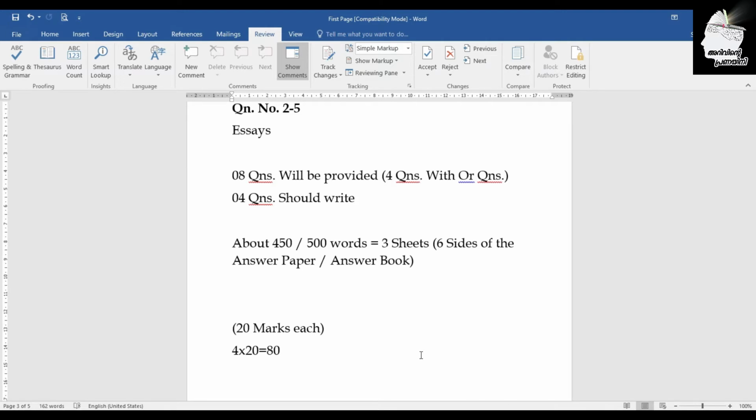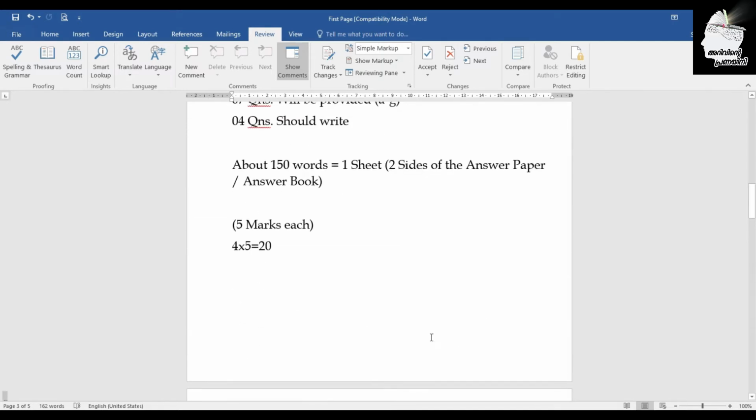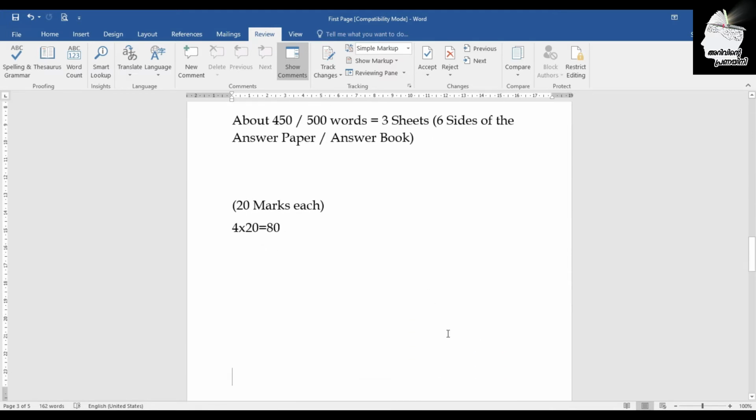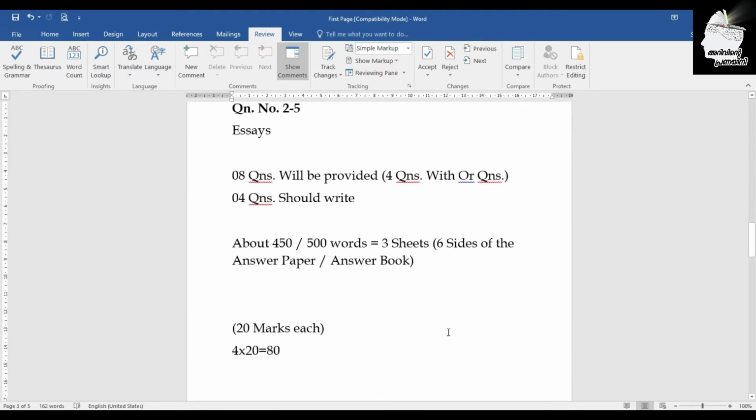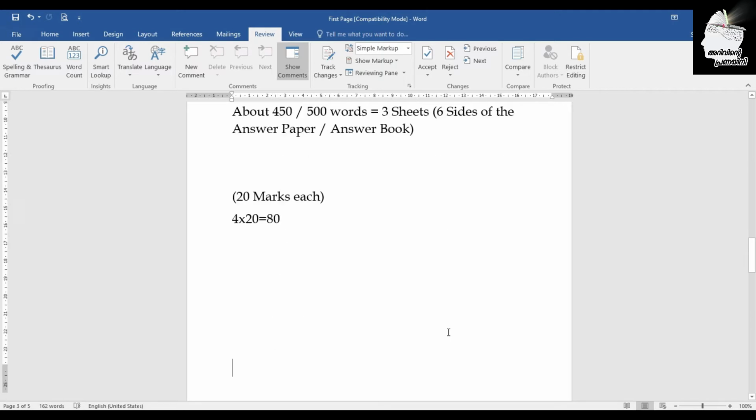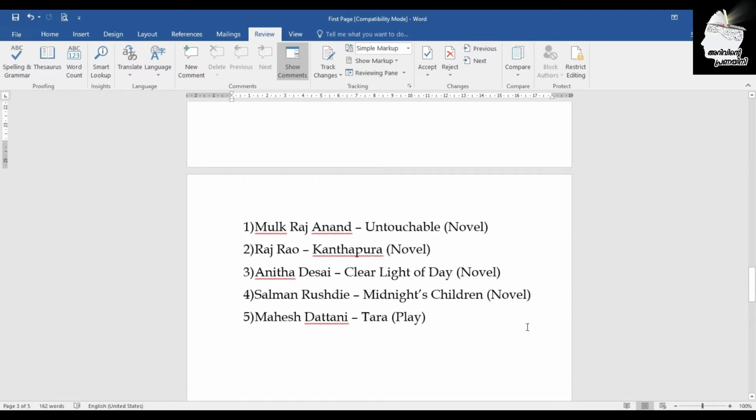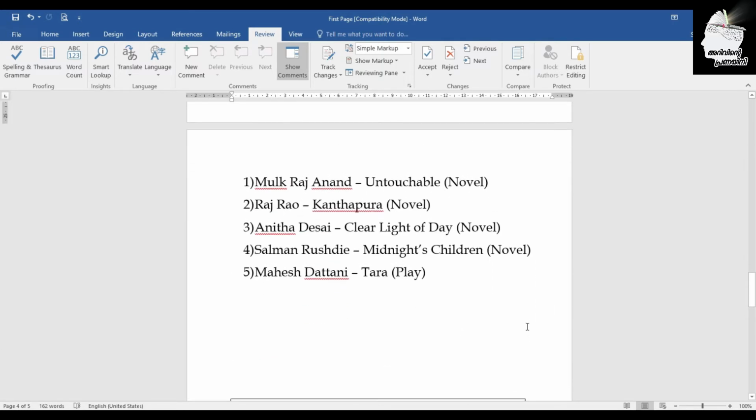So 20 marks each, and 4 into 20, 80 marks. So altogether 80 plus this 20, 100 marks. So this is the pattern of the examination. And the next step is to identify major questions.